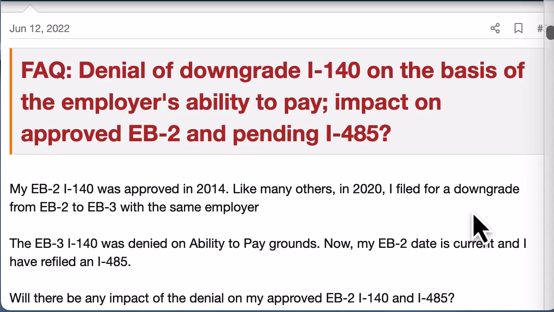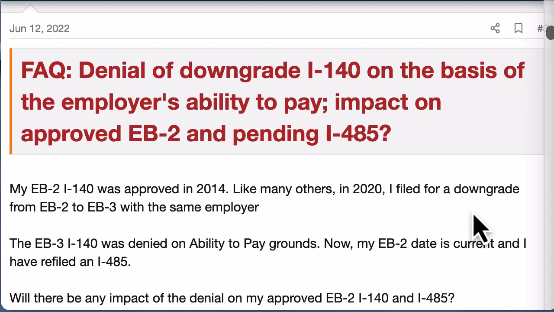Why? Because if you don't have the ability to pay wages on EB3, you don't have the ability to pay wages on EB2 either. Same employer, same employee, same situation. If the government wanted to be by the book about it, you could be getting a notice of intent to revoke your EB2 I-140 as well.